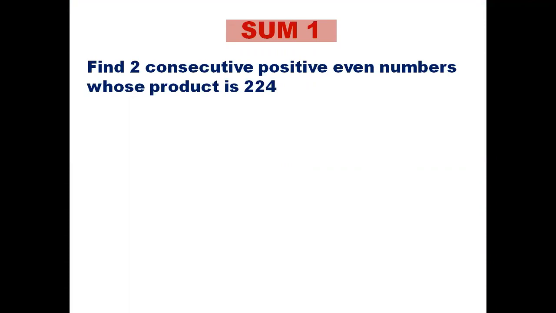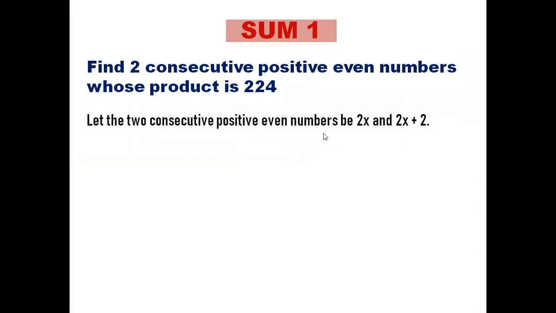Since it's an even number, we cannot consider the number to be x. We have to consider 2x, right? Let the two consecutive positive even numbers be 2x and 2x plus 2. Why not 2x plus 1? Since we want to consider even numbers. Suppose the first even number is 2, then 2x plus 1, that is 2 plus 1, would have been 3. So it would not have been an even number. So we add 2 to 2x. So two consecutive positive even numbers are 2x and 2x plus 2.